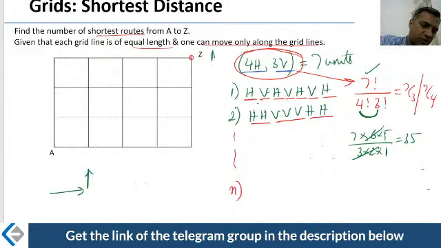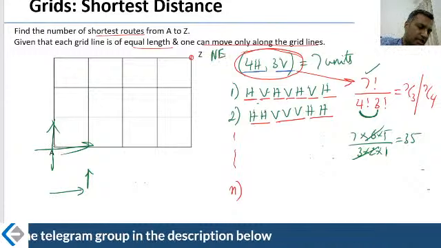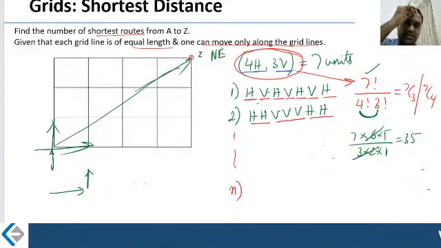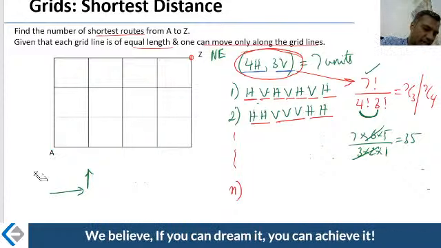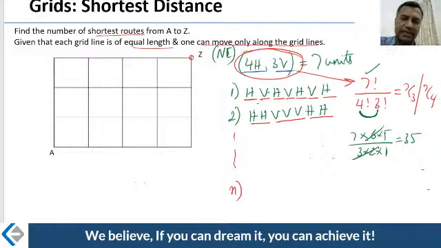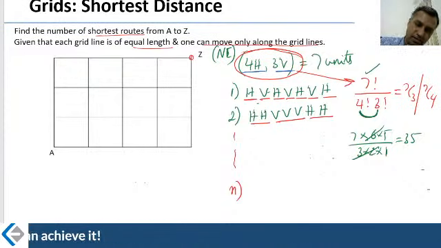What is this direction? Northeast. If you keep a compass at A, the destination is in the northeast direction. So northeast direction means what? Either you keep traveling north or you keep traveling east. Never go towards south or west. That's the point. Very good.